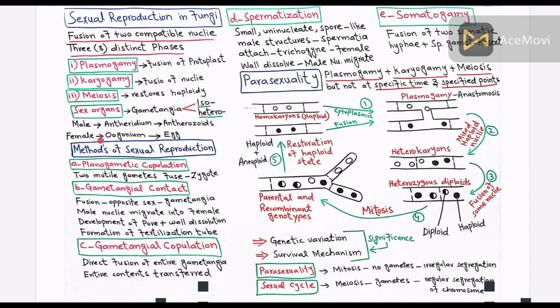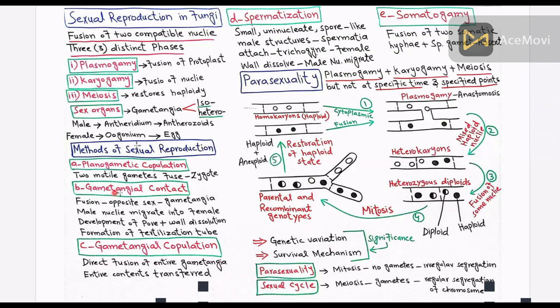The compatible nuclei are brought together by any one of the following methods during sexual reproduction. These methods are called methods of sexual reproduction. The first one is the planogametic copulation. In this type of sexual fusion, two motile gametes fuse together and convert into the zygote.